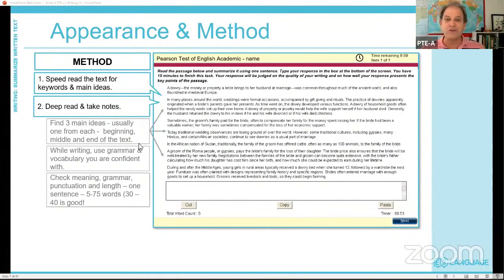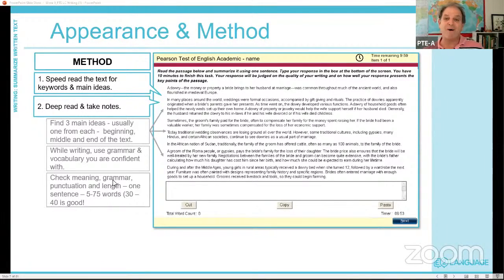So use your notes and use language that you understand, so that the sentence you write makes sense to you. Part of that is to read the sentence back to yourself out loud. If it literally sounds right to you, it probably is right. So check meaning, grammar, and punctuation.